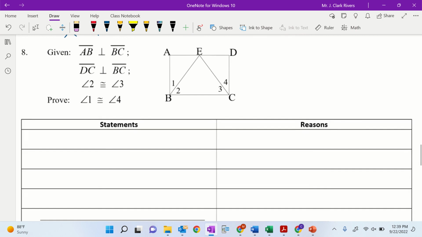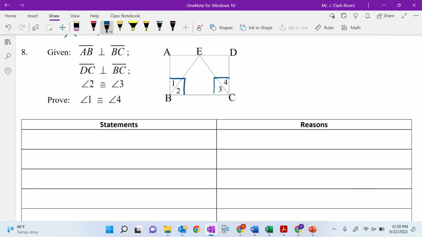We've got AB perpendicular to BC. So angle 1 and angle 2, they form a straight angle. So we're going to use that. We're going to say angle 1 is complementary to angle 2. They form a right angle. I think I may have just said straight angle. They form a right angle. Same thing for 3 and 4. When DC is perpendicular to BC, that forms a right angle right there. So angle 3 and angle 4 are complementary because they form a right angle.